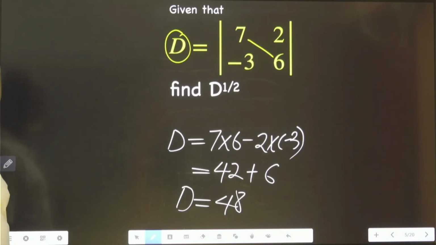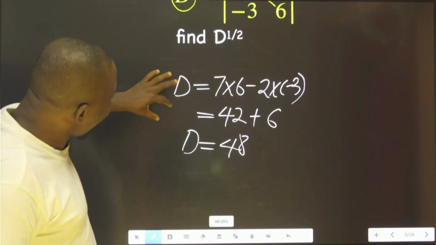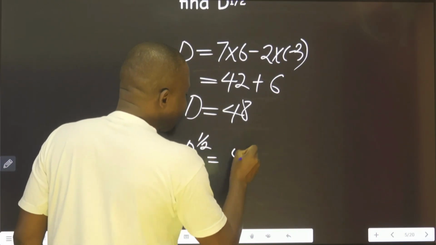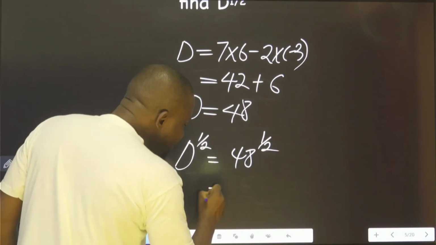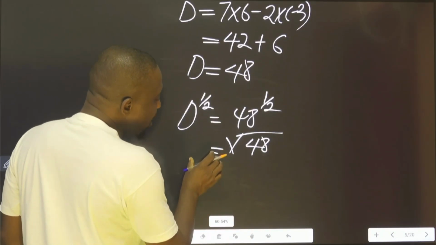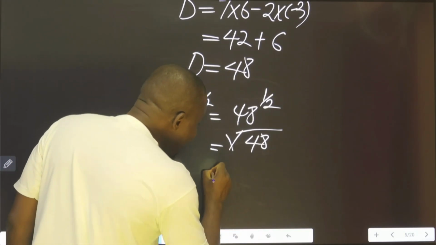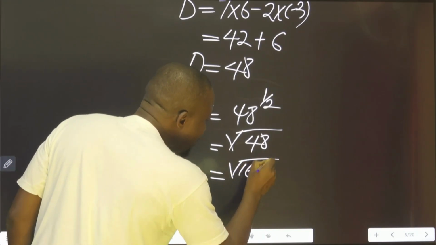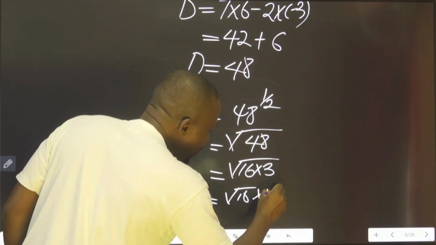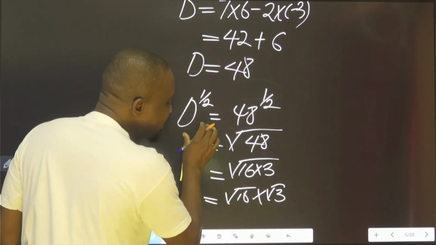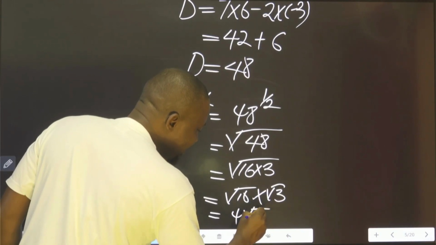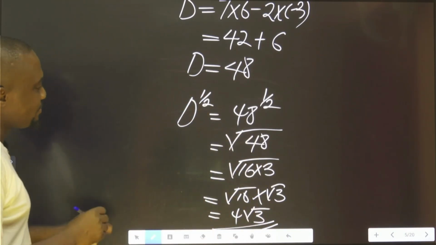But the question did not ask us to find D. It asked us to find D raised to power 1 over 2. So 48 raised to power 1 over 2 is the square root of 48. What is 48, by the way? 48 simply means 16 multiplied by 3, which is the square root of 16 multiplied by the square root of 3. What is the square root of 16? It is 4. So we have 4 square root of 3. This is the final answer.